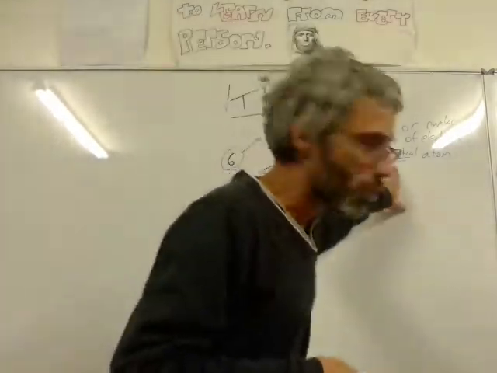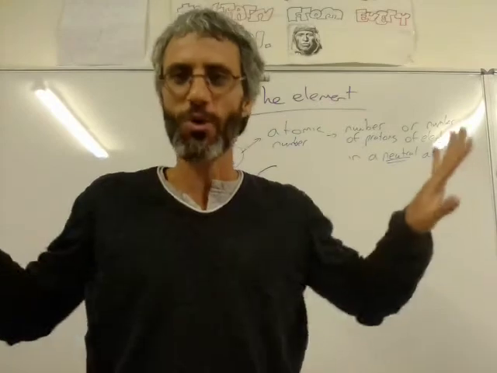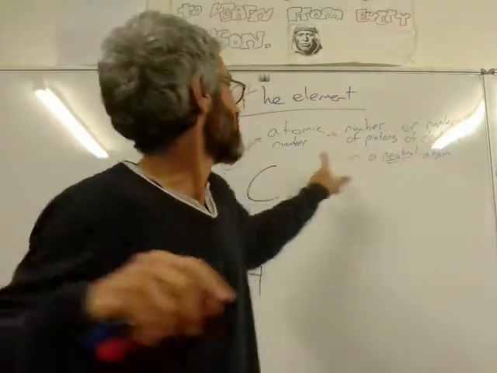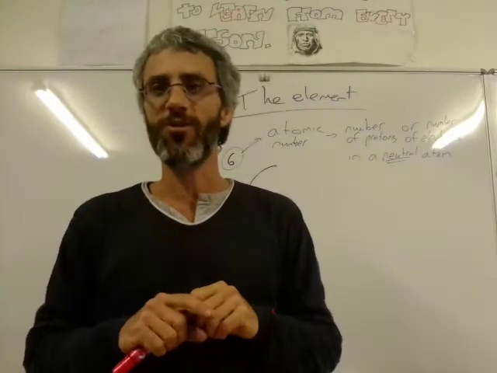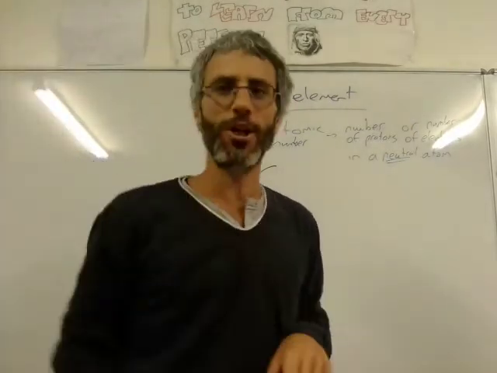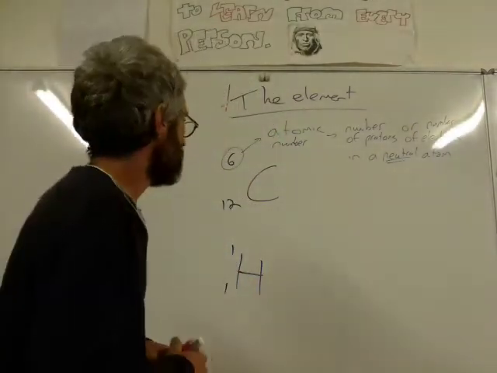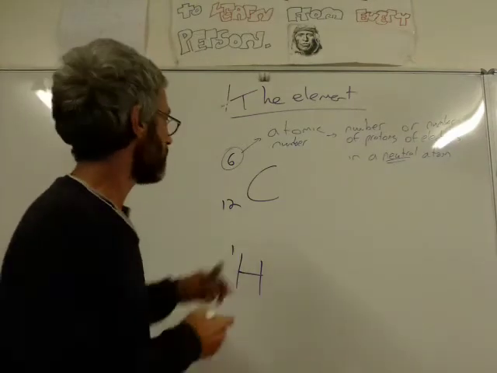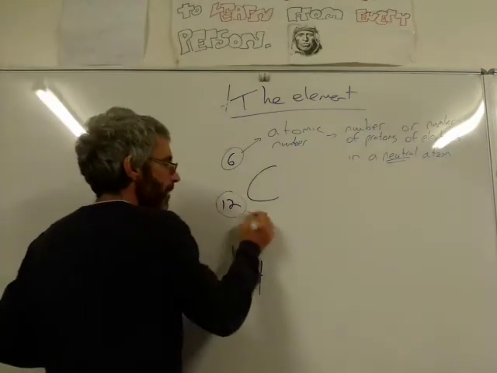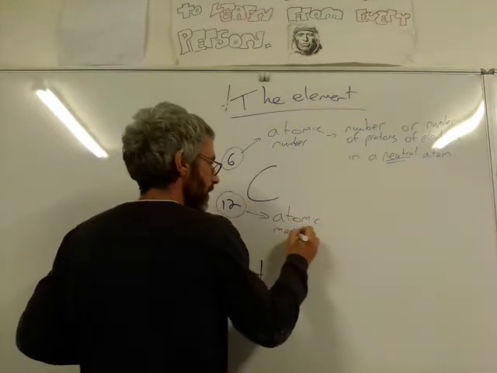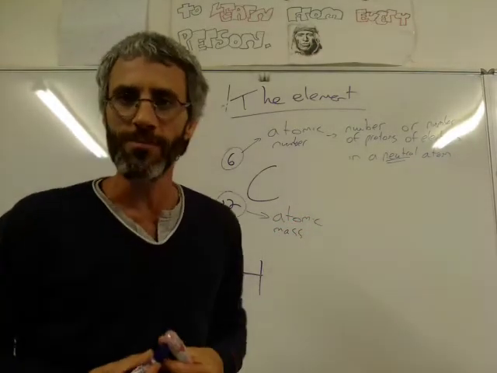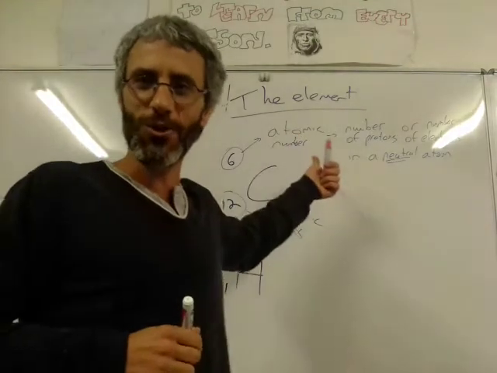So in neutral atoms, which is what we are talking about this year, the atomic number is the same as the number of protons or the number of electrons. Next year we're already going to look at non-neutral atoms. Okay, so this is the atomic number. The big number is called the atomic mass. And that's also important, but not as important as the atomic number.